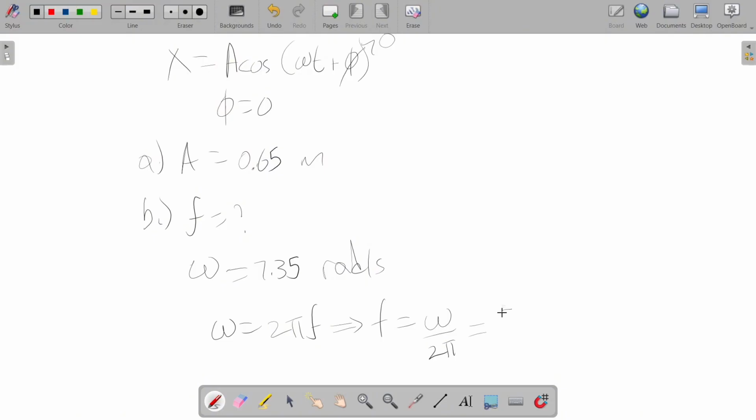Do you still remember that? Or did I catch you slipping? You must wake up, there's no time to play here. It's physics. But now we basically get the frequency, easy as pie. So we have 7.35 over 2 pi, and that's 1.169. So let's just write that down.